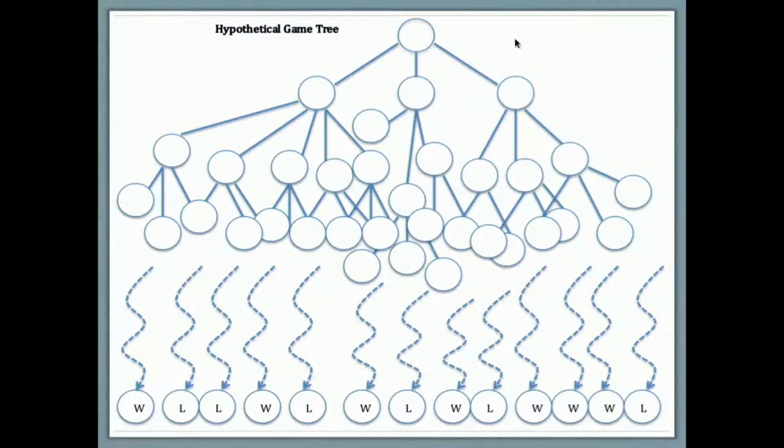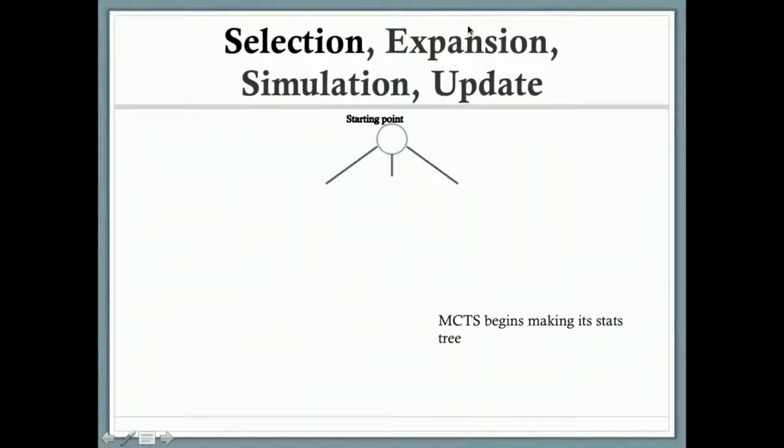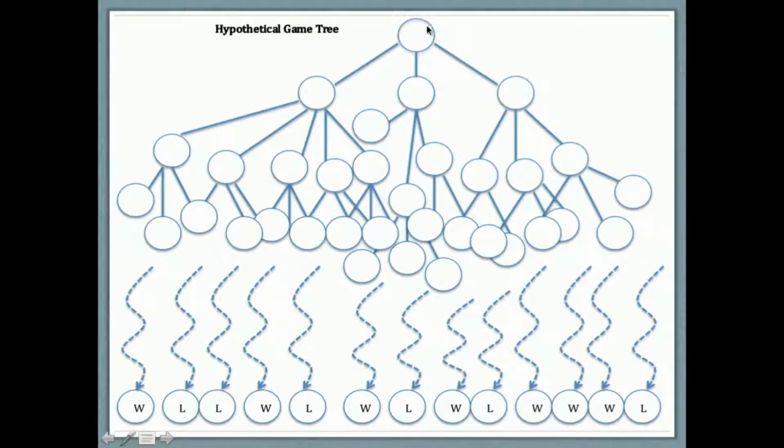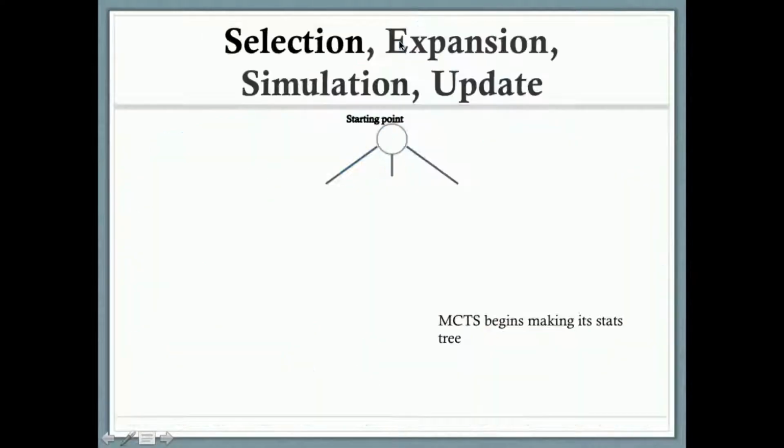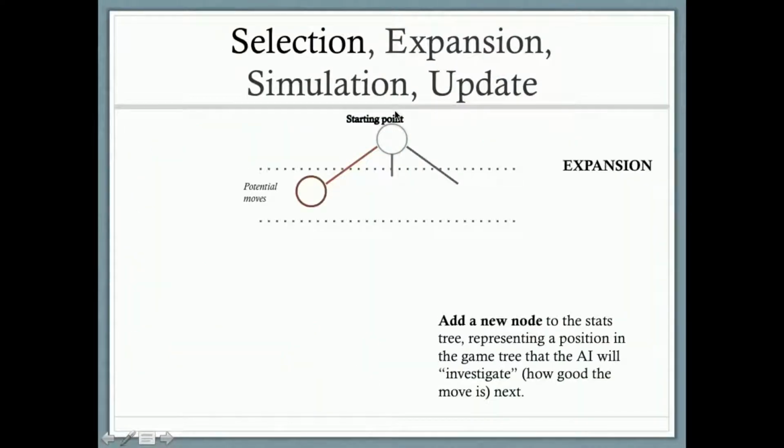So how does an AI know which move to make? The Monte Carlo tree search will start by making its stats tree at the starting point, which is this one right here. And it will call one of these four functions, selection, expansion, simulation, update, depending on the situation.